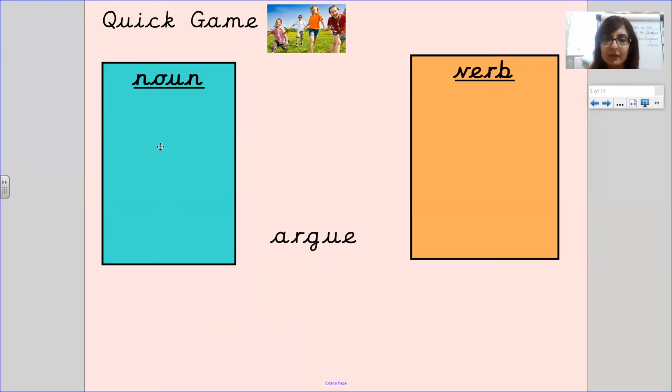It is a noun. And argue, you might argue with your siblings, you might argue with your friends, you might argue with your parents because you don't want to do the YouTube videos, but you're going to. Right, argue. Noun or verb? That's right, it's a verb. So when you have a little fight, a little discussion.